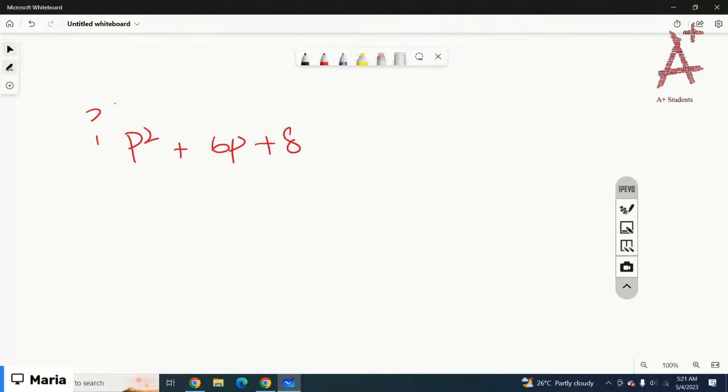P square plus 6p plus 8. So here you have the coefficient of the p square is 1. You don't need to multiply. Basically 8 times 1 is 8. You need to break out that 6p as two factors that, when multiplied, make 8 and when added make 6. So which two factors when multiplied make 8 and when added make 6?